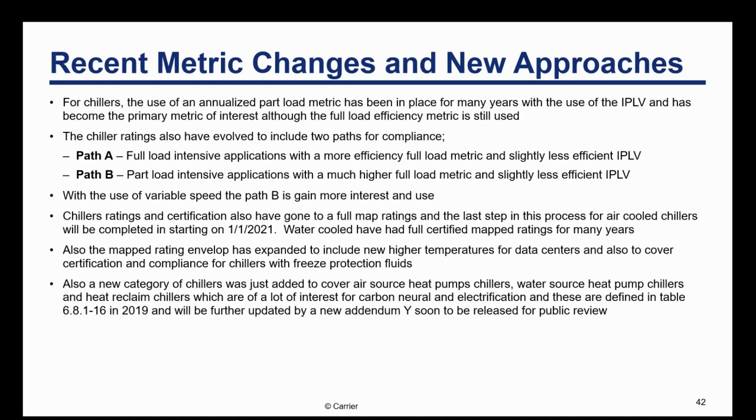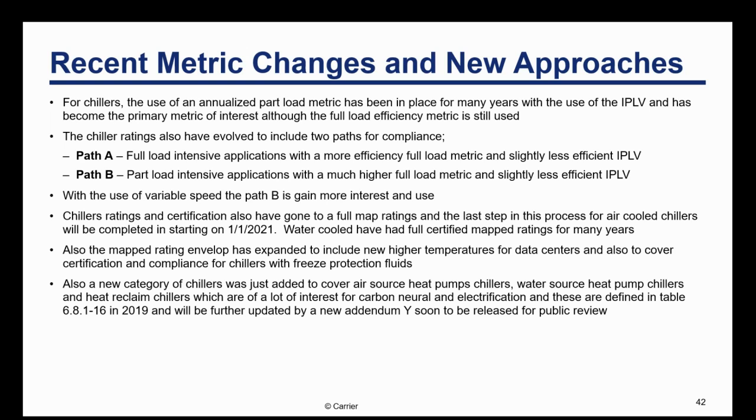So we came up with two paths. You look in the standards, and you'll see a path A and a path B. Path A is intended for full load optimized, if you're in a place that may have multiple chillers and you sequence them so they stay at full load. Or path B, which is more part load intensive. Most of the effort in the industry now is focused on path B, where you'll see significant improvements in the metric called IPLV. If you look in the standard, you'll see both ratings in there, depending on what people want to use. It makes it a little bit more complex, but a lot of things have happened.